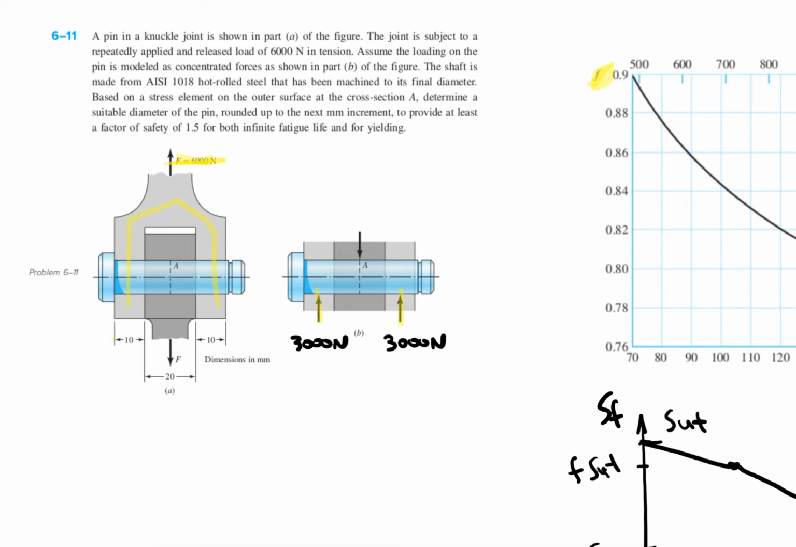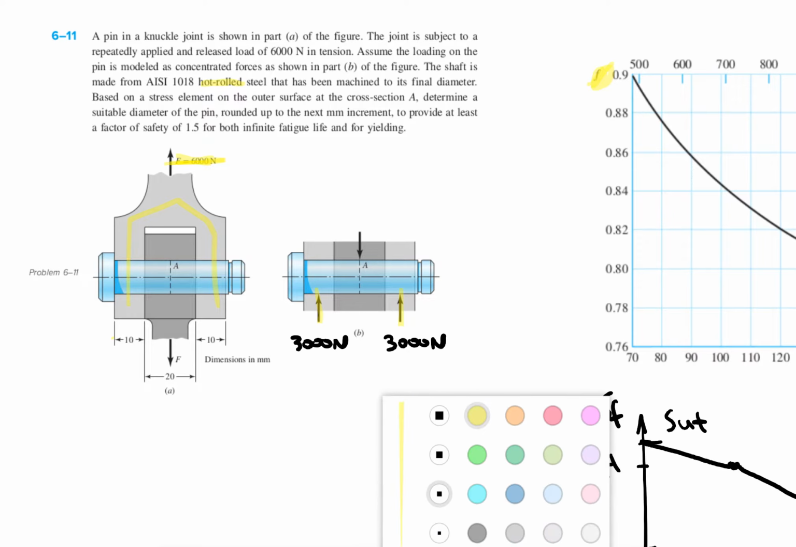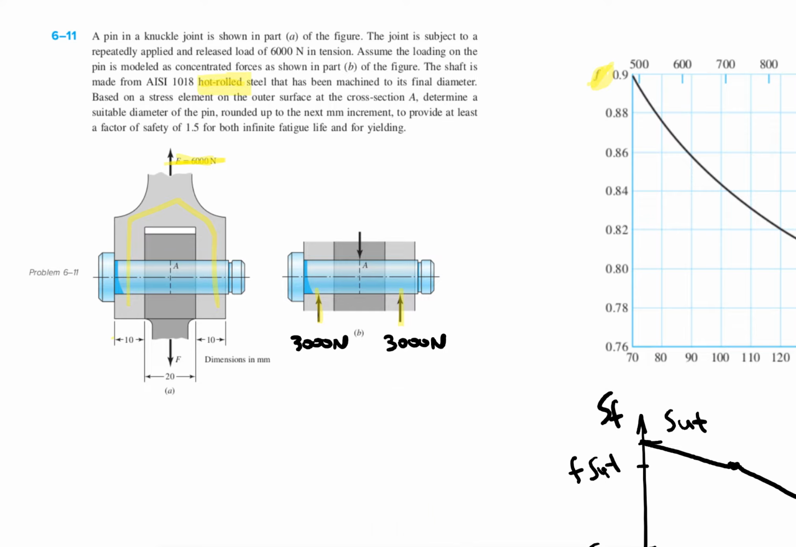So assume the loading on the pin is modeled as concentrated forces, as shown in part B. So what I just wrote. The shaft is made of hot rolled steel that has been machined to its final diameter. So even though it was hot rolled, it has been machined. So when I'm looking for that surface Marin coefficient, I'm going to look for machined, not hot rolled, because that's the finish of the surface.